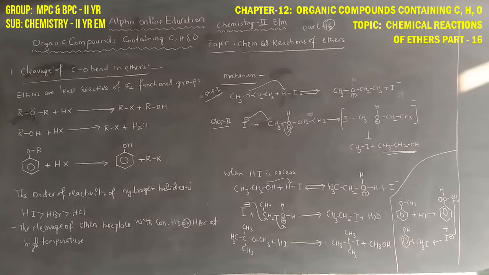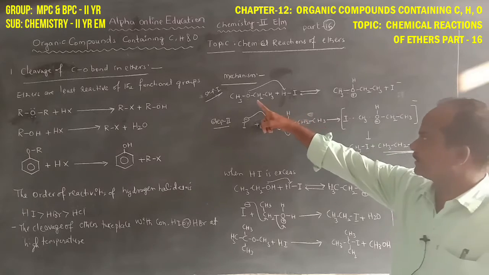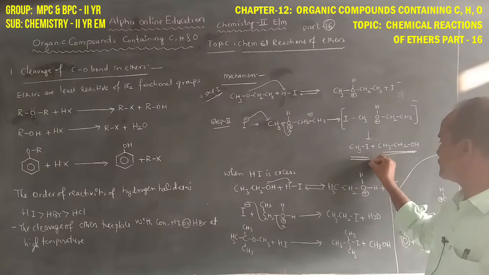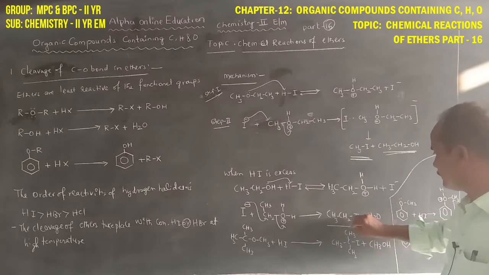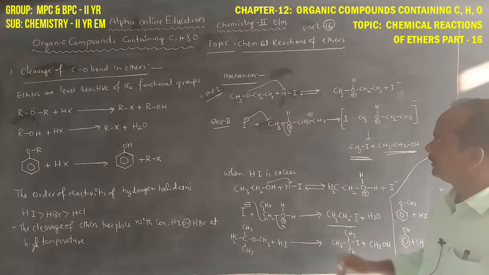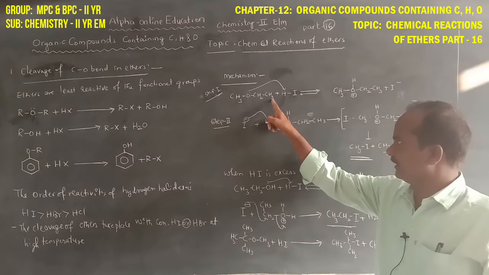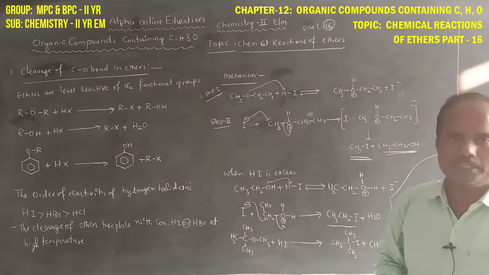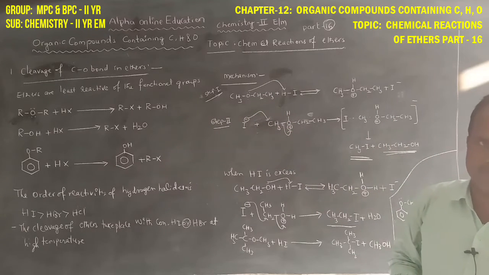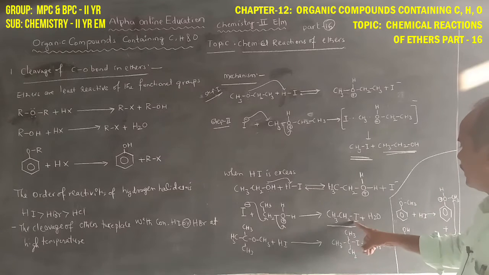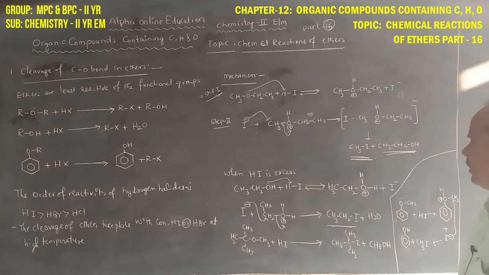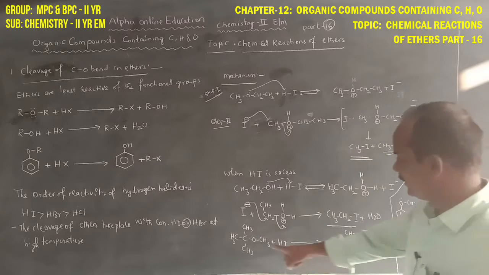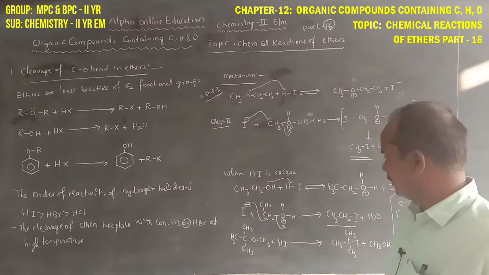What happens in this reaction is that first methyl iodide is formed, and in the second stage ethyl iodide. Overall, for methoxyethane or ethyl methyl ether, two types of alkyl halides are formed, methyl iodide and ethyl iodide.